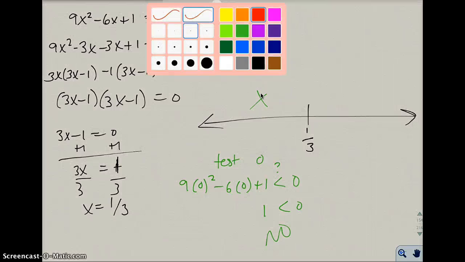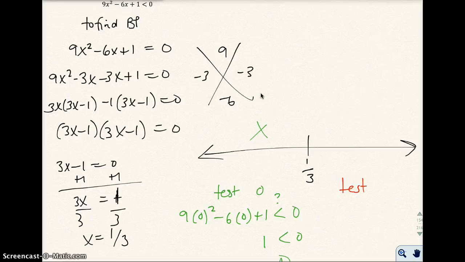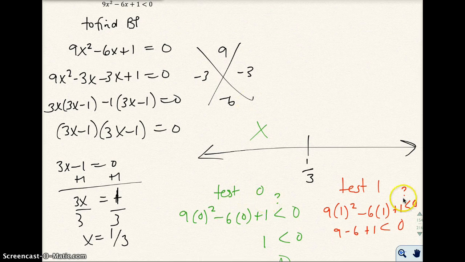I'm going to test something greater than 1/3. You can test at 1. The 9 times 1 squared minus 6 times 1 plus 1, is that greater than 0? This gives me 9 minus 6 plus 1, that's greater than, or less than 0. I said greater than, I meant less than 0. So 3 plus 1 is 4. Is 4 less than 0?